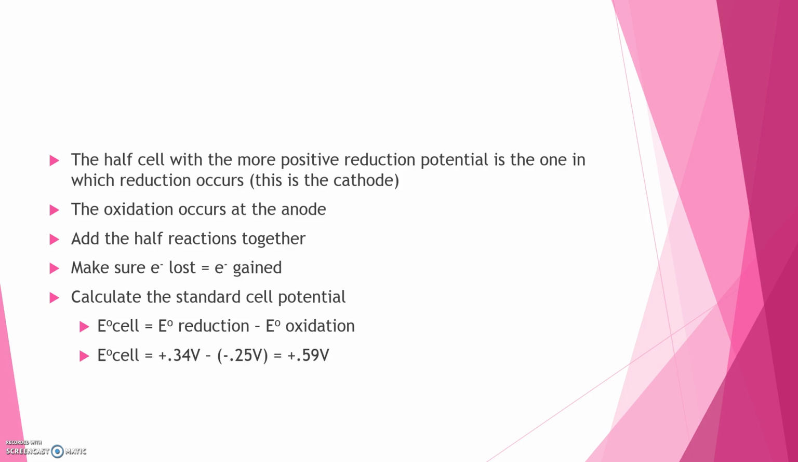Okay, so these are your notes on what we just did. We knew which one to switch because we needed it overall to be positive. We knew our oxidation occurs at the anode. We added our half reactions together. Our electrons lost equals our electrons gained, and that's our overall cell potential.